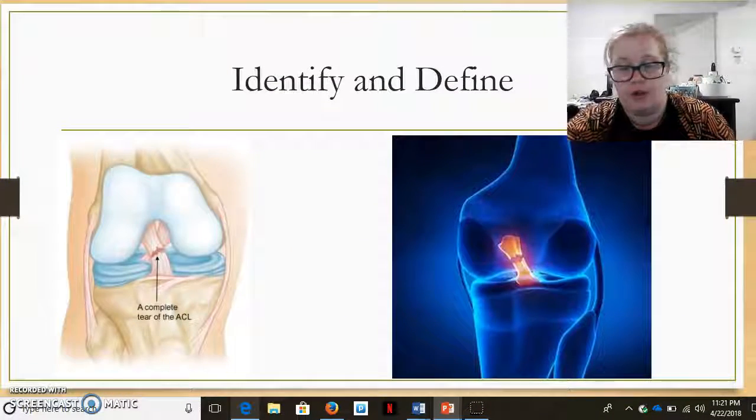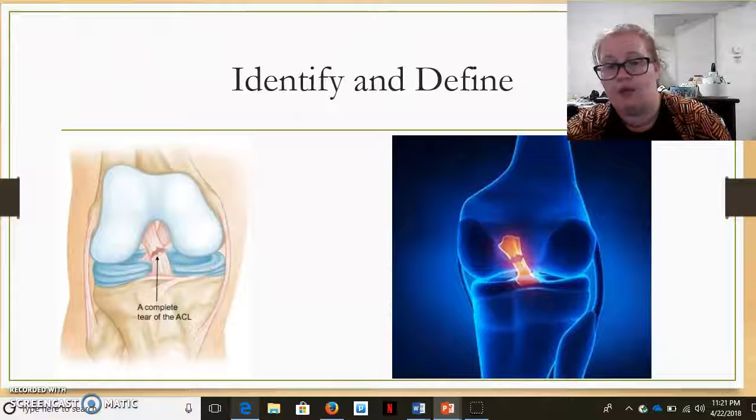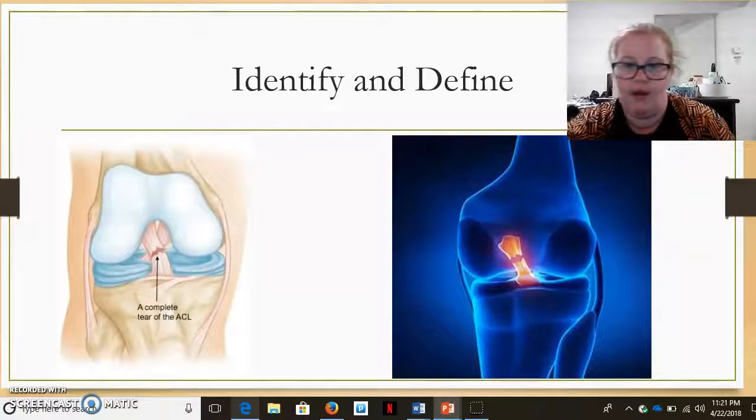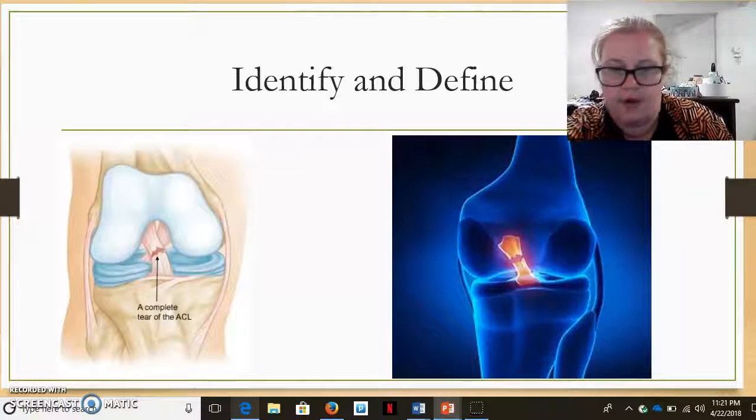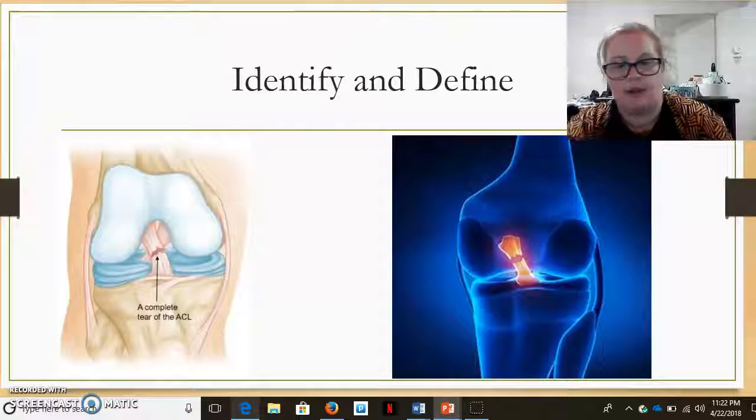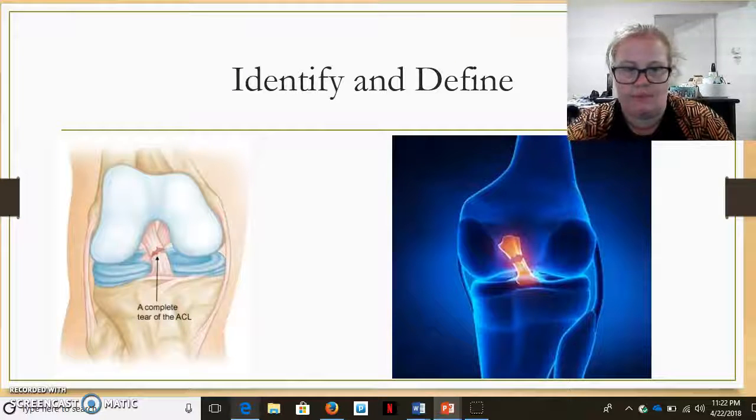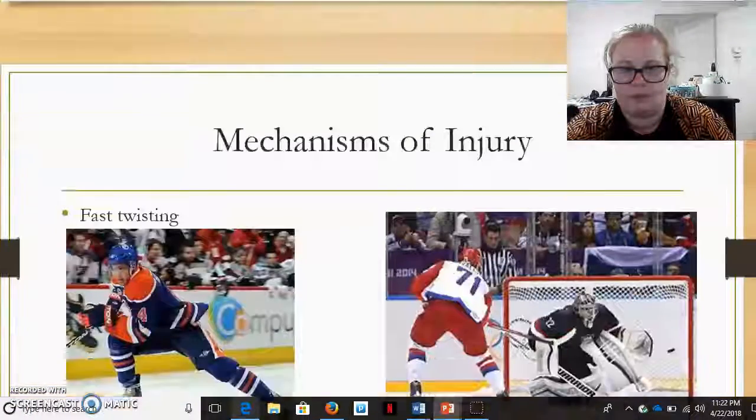So this is a picture of where the ACL is. The anterior cruciate ligament, it's not a joint, it's a ligament. So it's just within the knee, right next to the menisci.